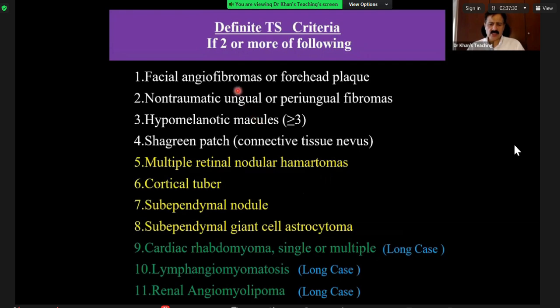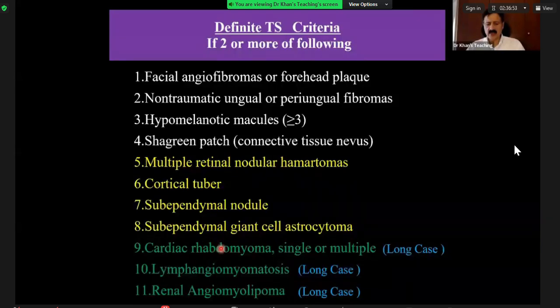Tuberous sclerosis, this is the definition. Some of these things are not for your exam, but a few of these you have to remember for your exam. Please remember in all the phacomatoses, there is or there can be involvement of the orbit. So similarly here, there can be retinal hamartomas, cortical tumors, subependymal nodules, subependymal giant cell astrocytoma, cardiac rhabdomyoma, single or multiple. This has come in the exam.